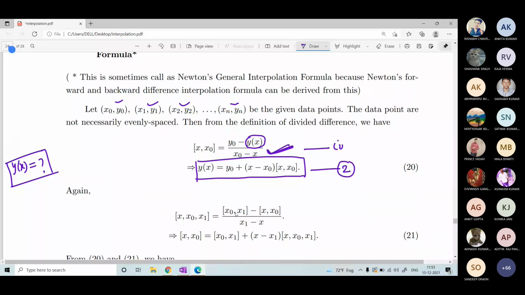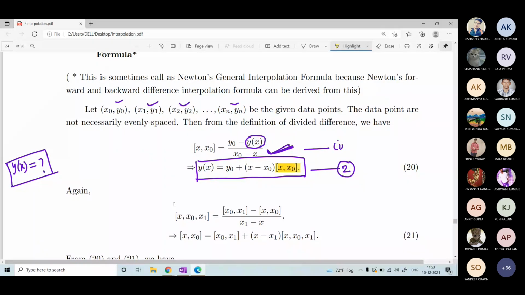Now in equation number 2, this highlighted divided difference is the unknown part. You will have to find out the value of this. So let's see how we can find it. Remember the relation in line number 2.